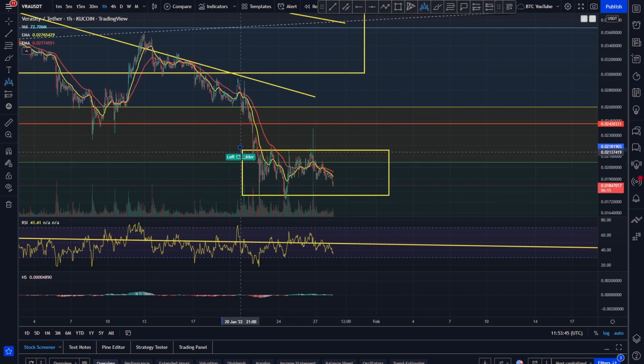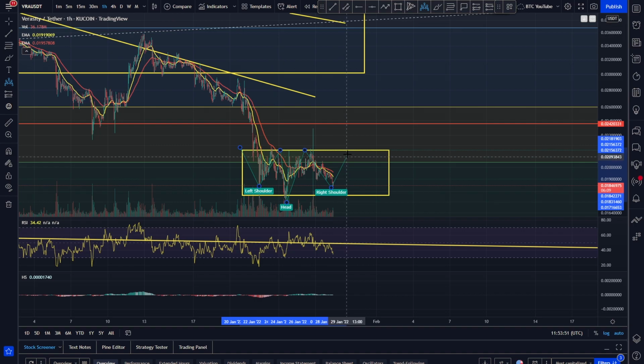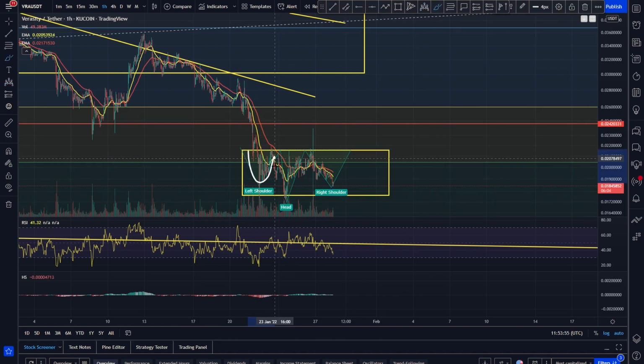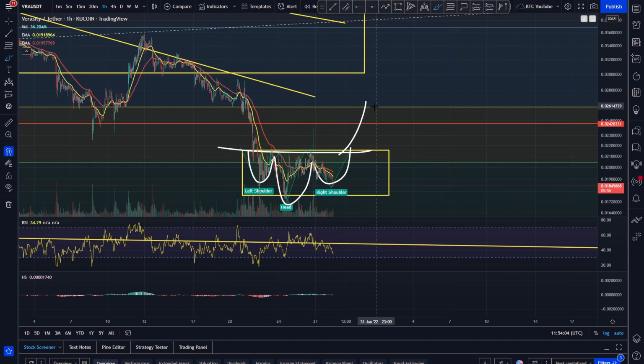lot of altcoins. You can see you've got your shoulder, head, and then shoulder like this. And sooner or later, in our opinion, if this does come to fruition, we could see Verasity. We've seen it for VeChain, we've seen it for Polygon, we've seen it for quite a lot of different cryptos. We could see ourselves heading back up towards at least testing that resistance we've been stuck under.